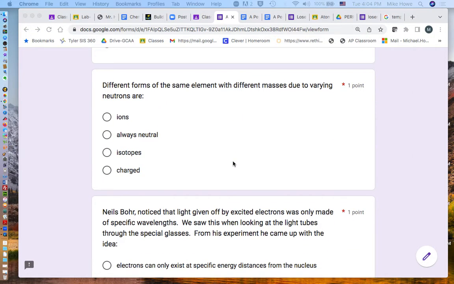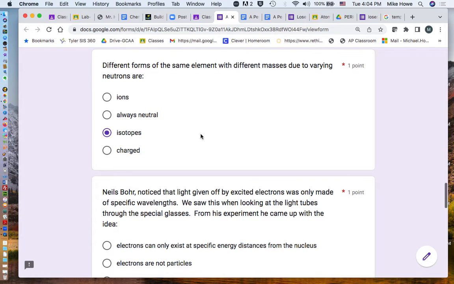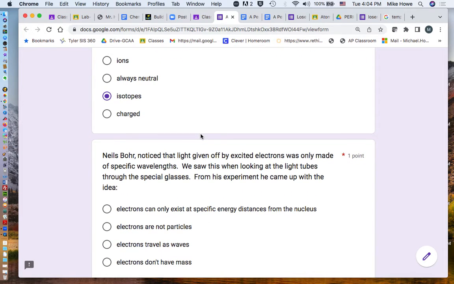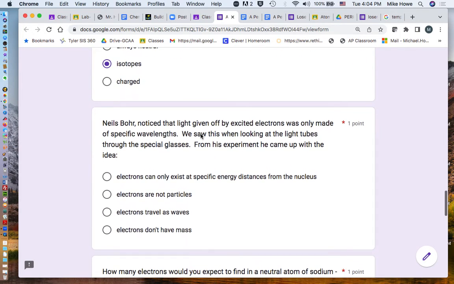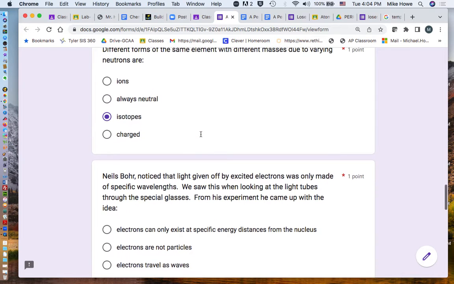And atoms of the same element that have different masses due to different numbers of neutrons, that's just a definition, they're called isotopes. So carbon-12 versus carbon-13 versus carbon-14. Those are isotopes of carbon.